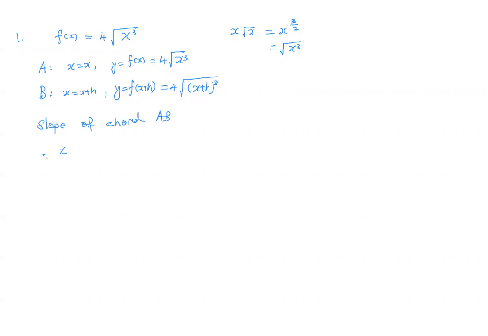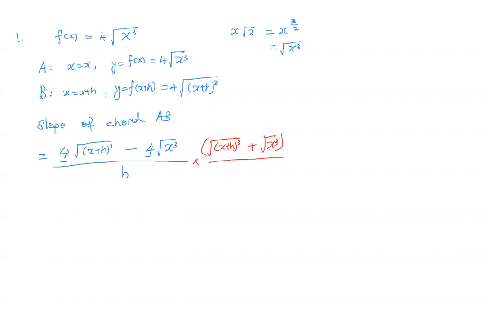Yeah, so it's y2 minus y1 over x2 minus x1, which is h, correct? So whenever you see square root, what you need to do is factorize out the 4. Then I'm going to multiply this with the conjugate. That is something that you have to remember. Very important.